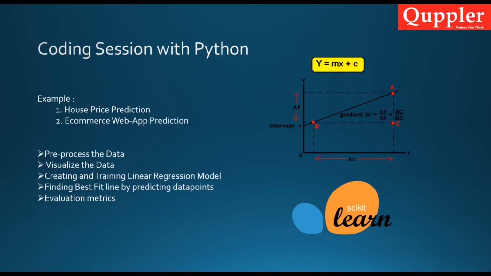So now let's start with the coding session in Python, where we are going to see two use cases. First, house price prediction. Based on housing data, we're going to see how we can predict the price of a house. And the second would be based on data, for example, how much time I spend on a particular website.